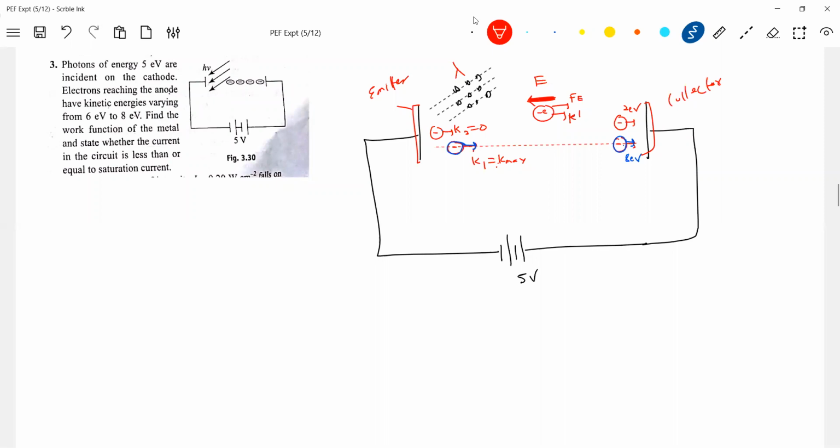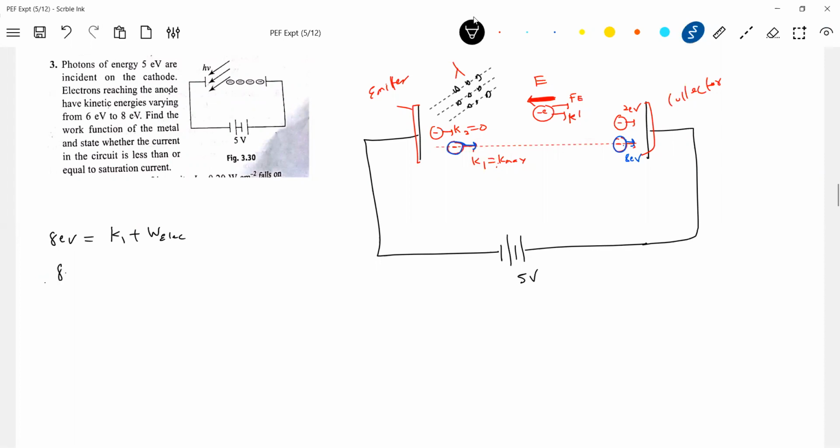Okay, we'll do one thing. For 8 electron volt, we'll write the equation. How has that 8 electron volt come? It was ejected with kinetic energy K1 max, and the electrostatic force does work, then it has become 8 electron volt. So K1 plus work done by the electrostatic field, because the electrostatic force does positive work on this charged particle.